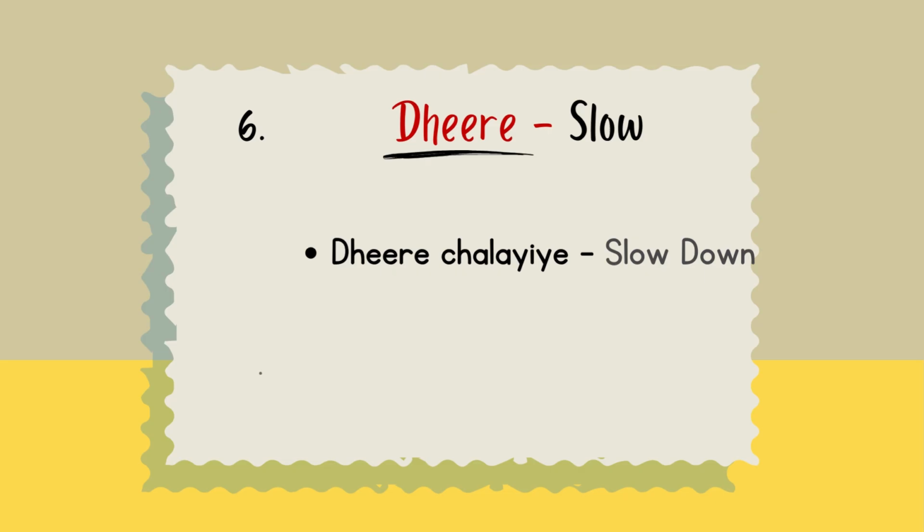धीरे means slow. Slow down means धीरे चलाइए और धीरे चलो. Chalo is the more casual version. चलाइए is the formal version. धीरे चलाइए. You are requesting to slow down.